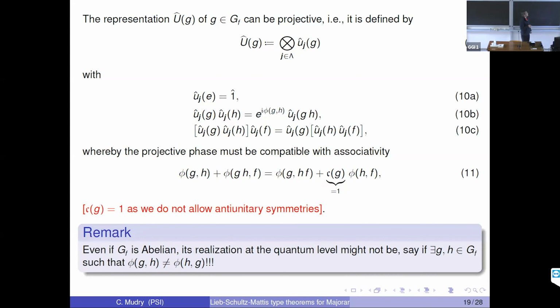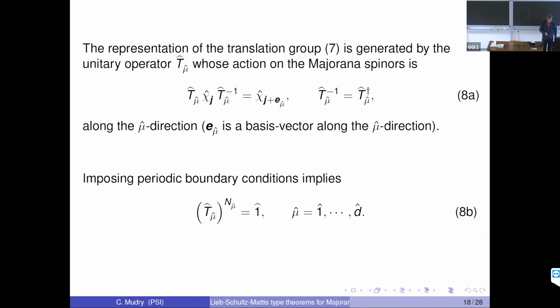Sorry, you mean you get the identity when acting on the ground state, because you could have states which are not translation invariant? No, that's periodic boundary condition. So this is correct: for all states, you demand that this is the identity. That's how to implement periodic boundary conditions on a torus. Yeah, okay.